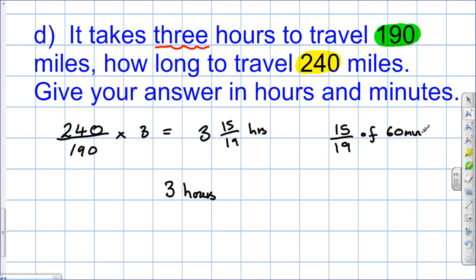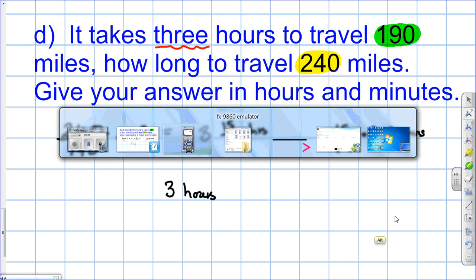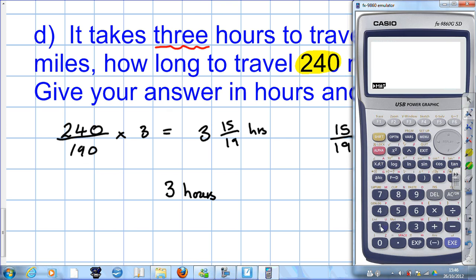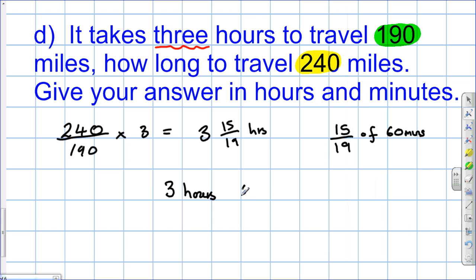So, clear that. 15 over 19. The word of is times 60. Again, it's given as an improper fraction. Let's change that to a mixed number. So it's 47 and 7/19. I'll just double check that. The old memory's going. Yep, 47 and 7/19 minutes.